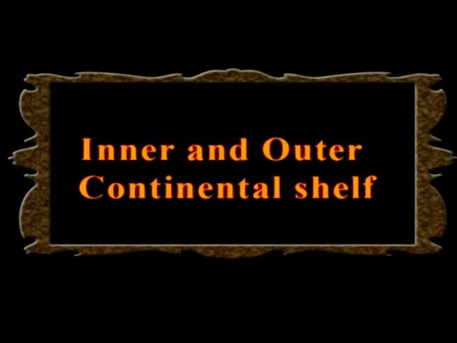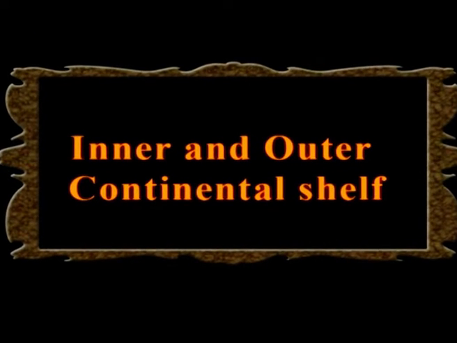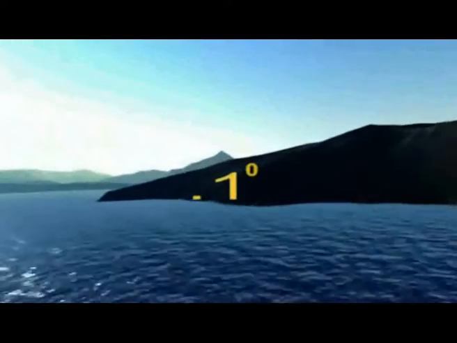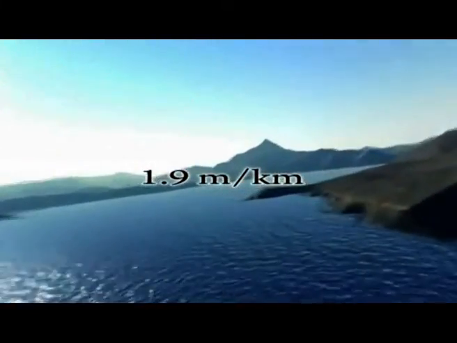The second one is the inner and outer continental shelf. It is about 70 kilometers wide, bordering the continent topography. It generally resembles that of the coastal plain. It has a gentle slope of about 0.1 degree, that is roughly about 1.9 meters per kilometer. Sediments are transported across this shelf by the oceanic currents. The final part is the deep ocean basin.